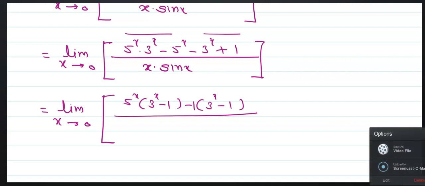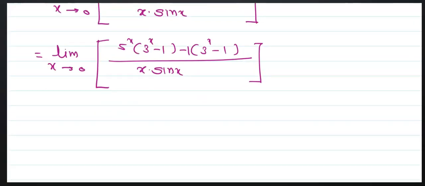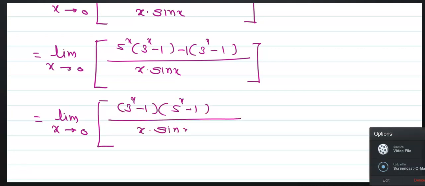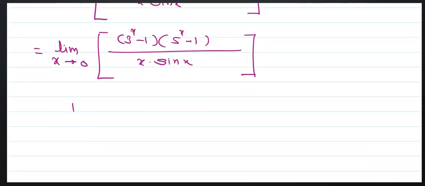Now first of all we factorize. Take the 5 raised to x common. Then in the bracket you will get 3 raised to x minus 1, minus 1, 3 raised to x minus 1. Therefore you will get limit x tends to 0, (3 raised to x minus 1) into (5 raised to x minus 1) upon x into sin x.